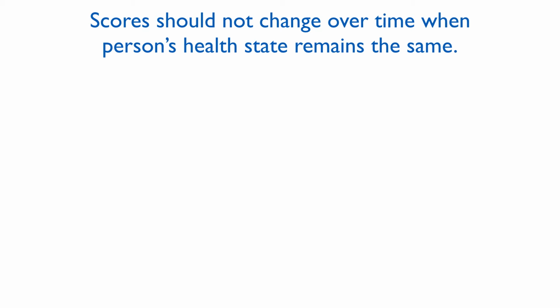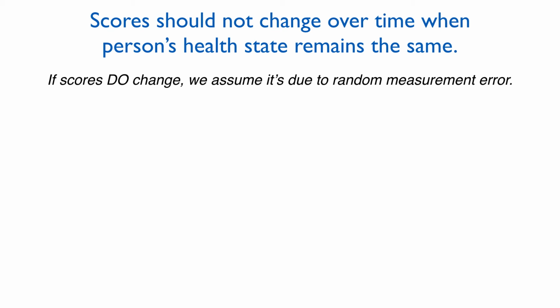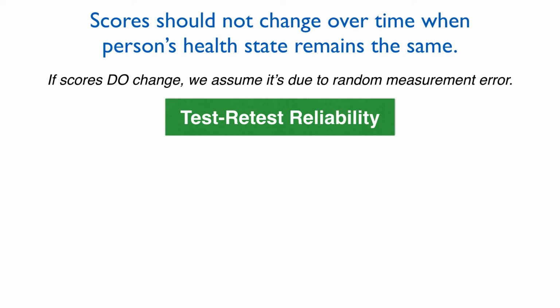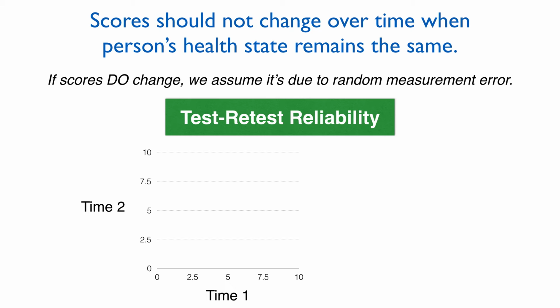Let's look at an example of a reliability evaluation, and there are a few different ways to evaluate reliability. But one important way is based on the idea that scores should not change over time when the person's health state remains the same. The person's feeling exactly the same, their score shouldn't change. And if the scores do change, we assume it's due to random measurement error. And so the type of reliability that this addresses is test-retest reliability. And so I'm going to assess people at time 1 and then again at time 2, and I'm going to make sure that these are people who did not undergo any clinical change. These are stable people.